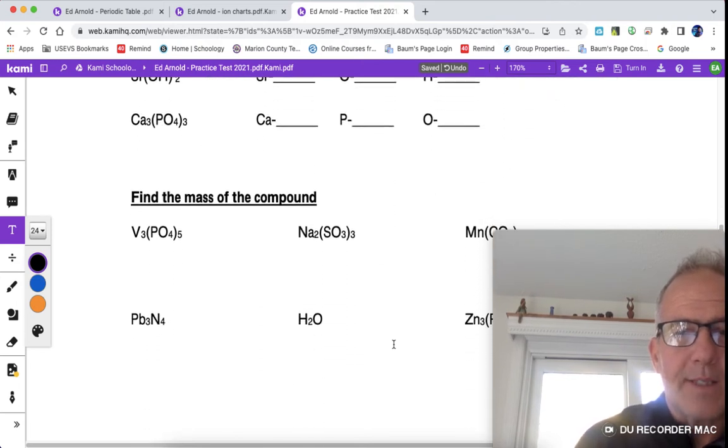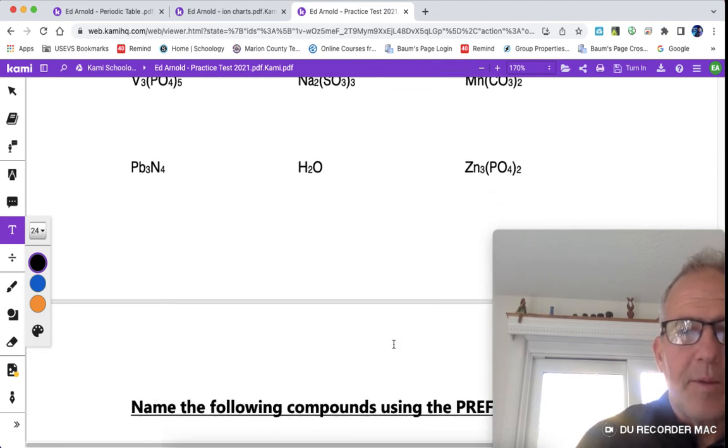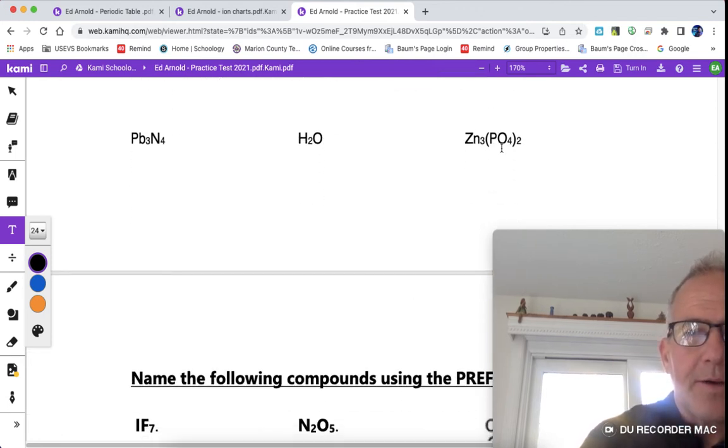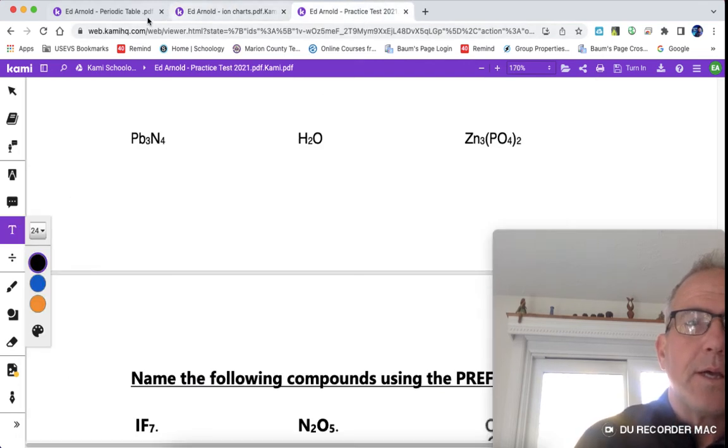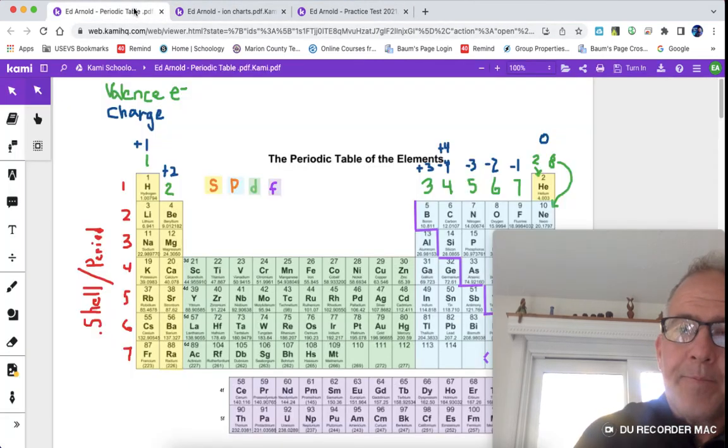Finding the masses of the compounds. All right, I'm going to pick this one right down here, zinc phosphate, because it's a good example. First of all, we look and see what the mass of zinc is. Zinc is right here on the table, and it's 65.